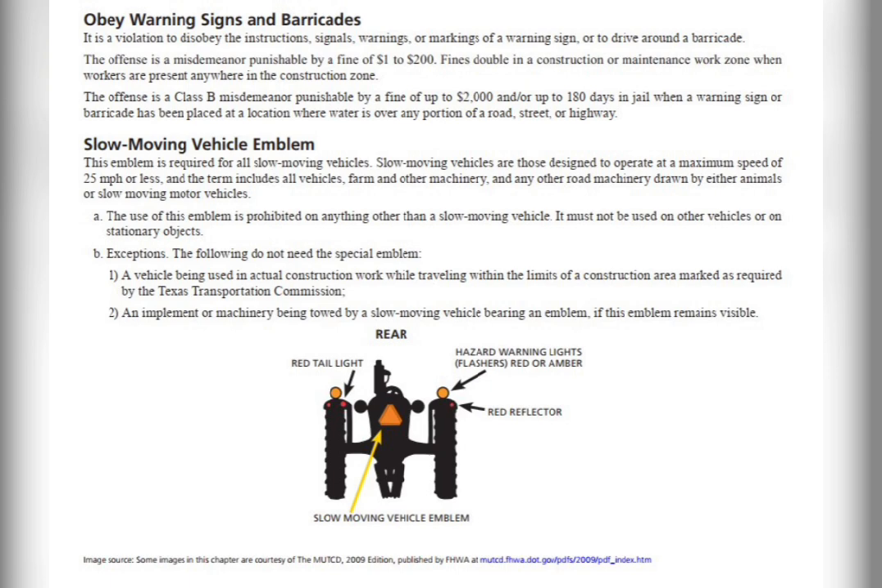B. Exceptions. The following do not need the special emblem. 1. A vehicle being used in actual construction work while traveling within the limits of a construction area marked as required by the Texas Transportation Commission. 2. An implement or machinery being towed by a slow-moving vehicle bearing an emblem, if this emblem remains visible. Slow-moving vehicle emblem. Rear. Hazard warning lights. Red tail light flashers, red or amber.